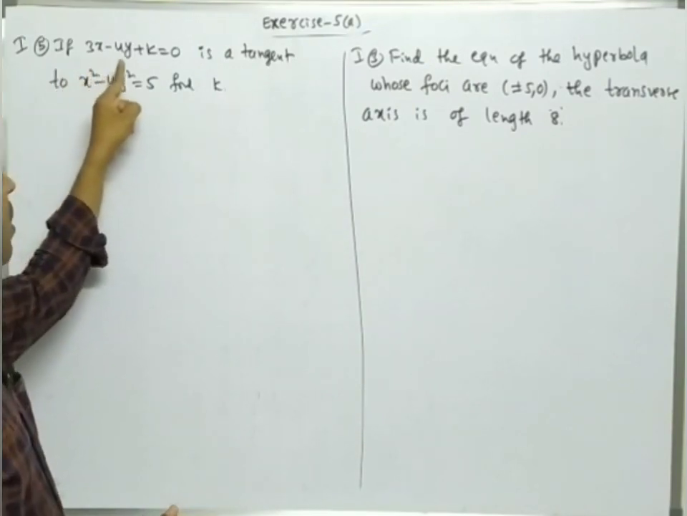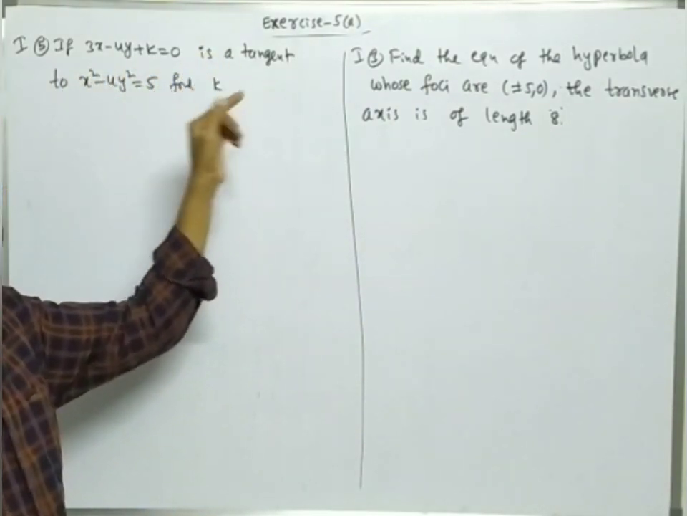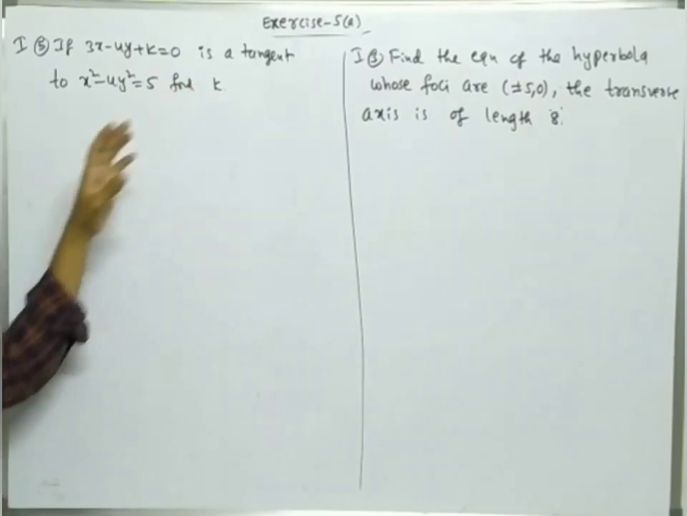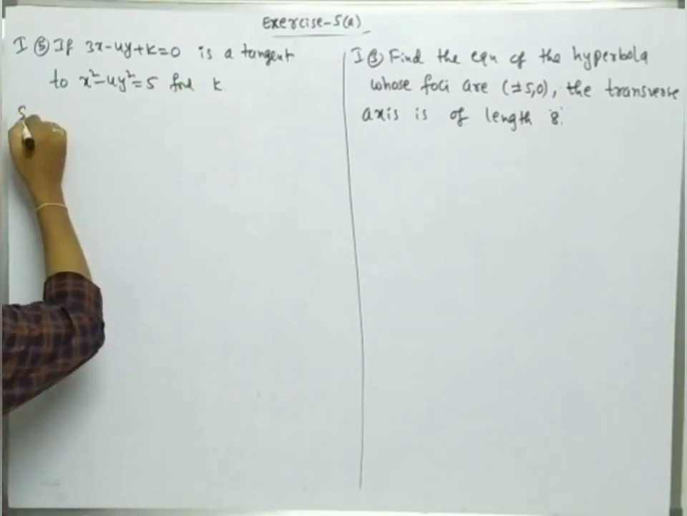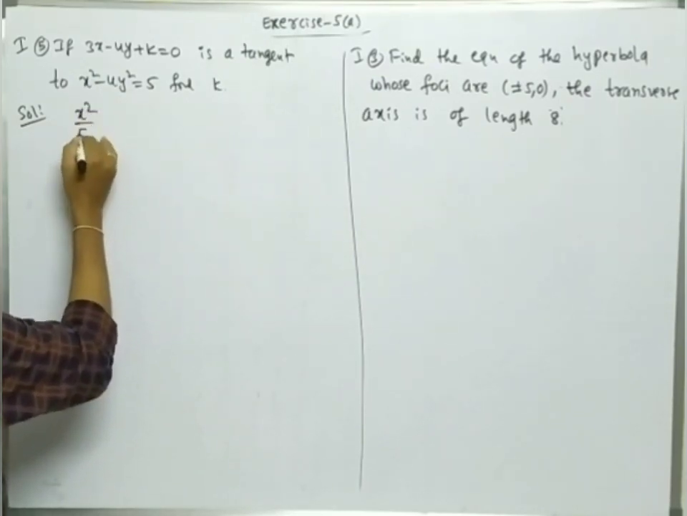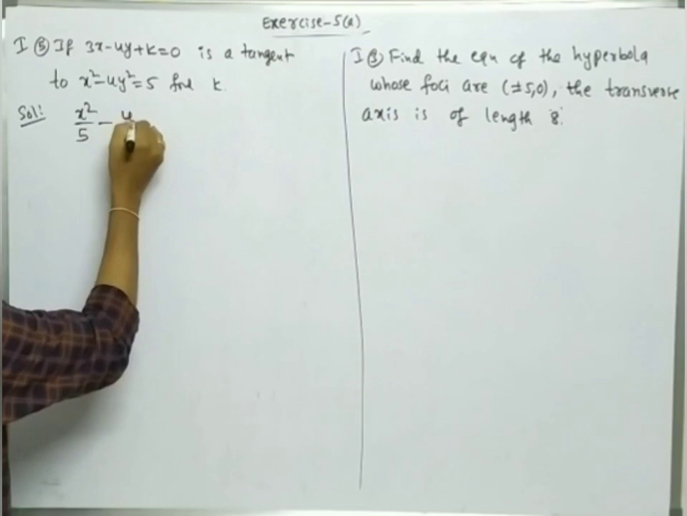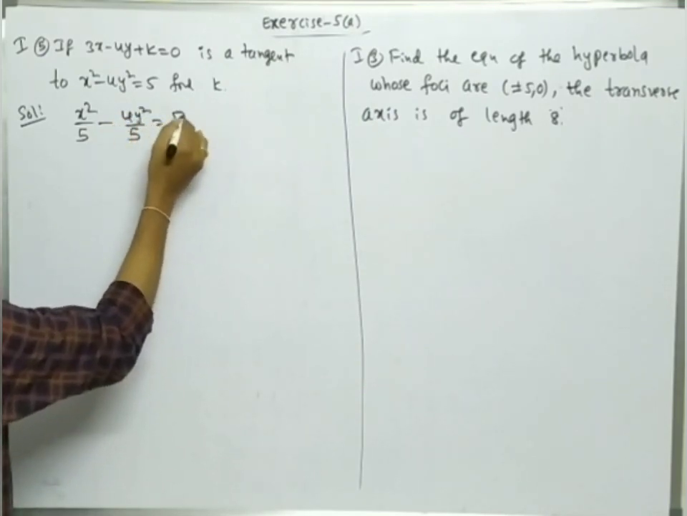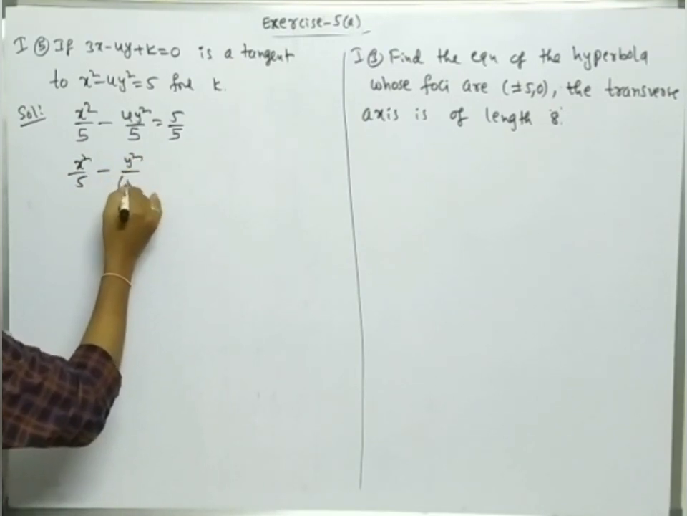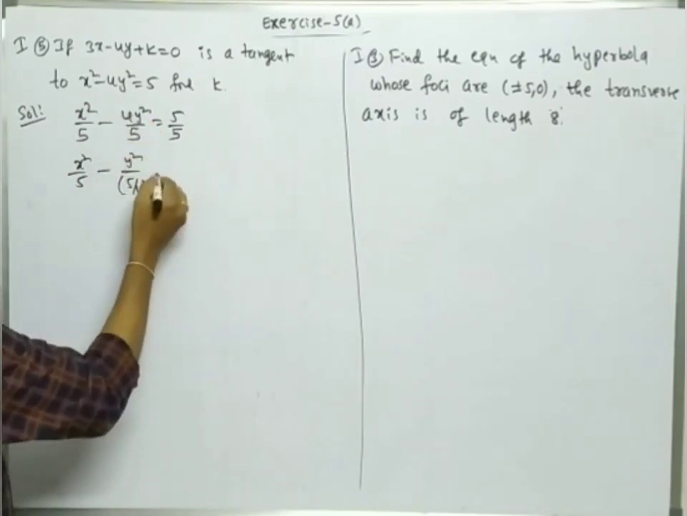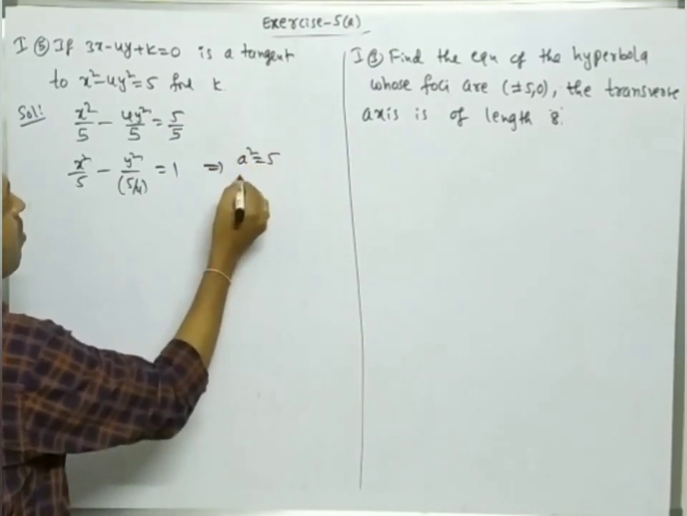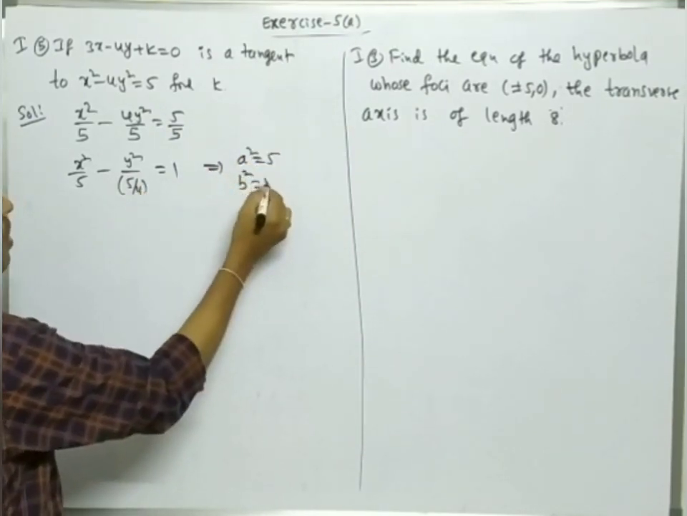If 3x minus 4y plus k is equal to 0 is a tangent to x square minus 4y square is equal to 5, then find k. Simple problem, we already did this type of problem just now. First convert into standard form. For that divide with 5: x square by 5 minus 4y square by 5 is equal to 5 by 5. So x square by 5, y square by 5 by 4, bring to the denominator, is equal to 1. So compare, then we will get a square is equal to 5 and b square is equal to 5 by 4.